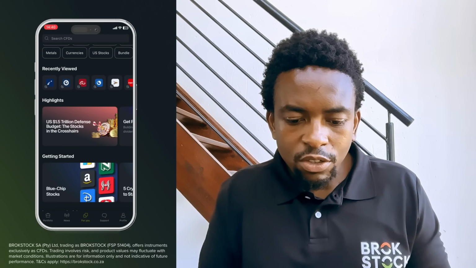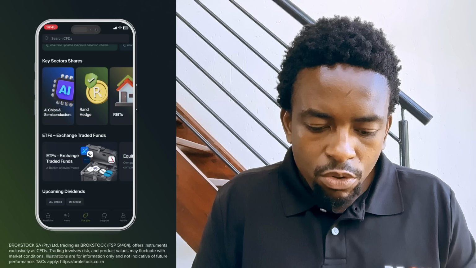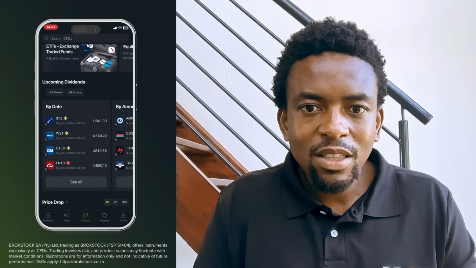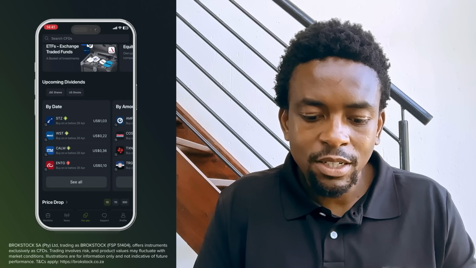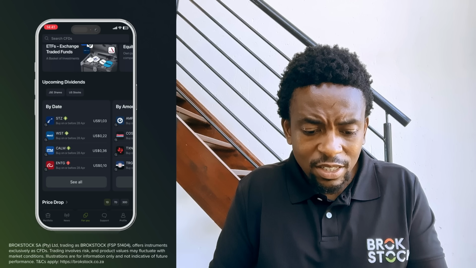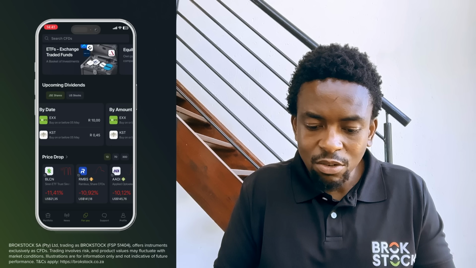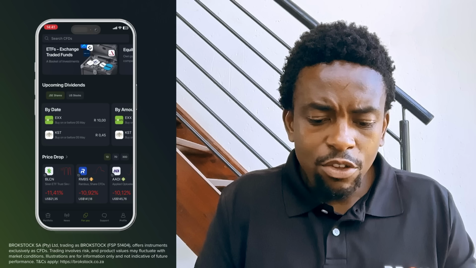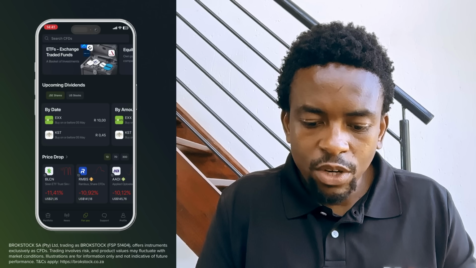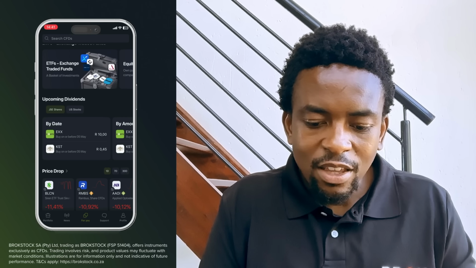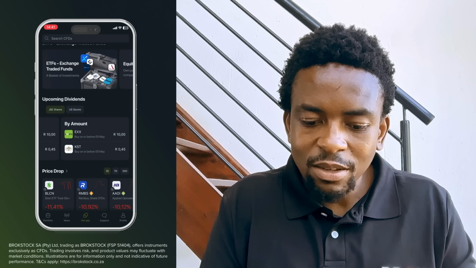As you scroll into the For You tab and scroll down, you'll find upcoming dividends. With upcoming dividends, there are a couple of ways in which you can filter them. If you're interested in the JSE shares, you can click on JSE, and then these are the companies that will be paying dividends. You can also filter them down by the date, and then you can see them. You can also filter them by amount.